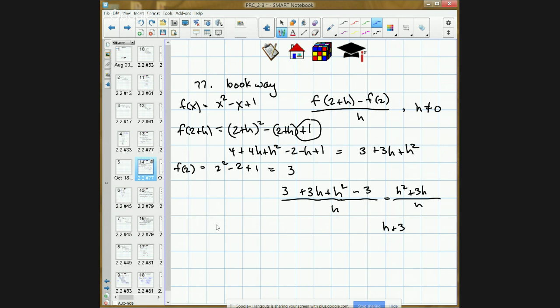So now that I have f of 2 plus h, I need f of 2. Well, that's a little easier, and that just comes out to 3. So now plug them in. Here's the f of 2 plus h right here, and then here's the f of 2. So subtract them and divide by h. Well, on top, the 3's wipe each other out, and you can see, I hope, that you can factor an h out of the top. The h's cancel. Final result, h plus 3.